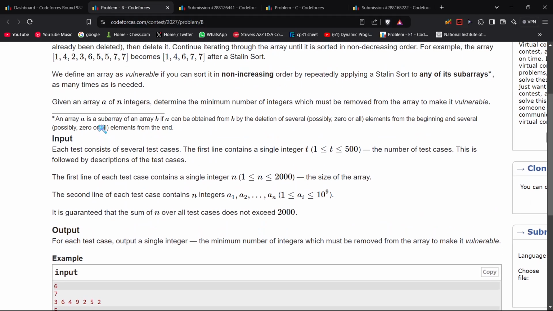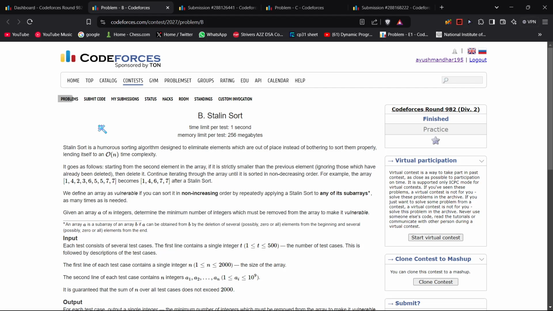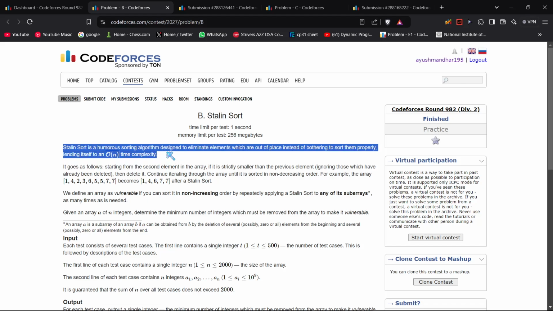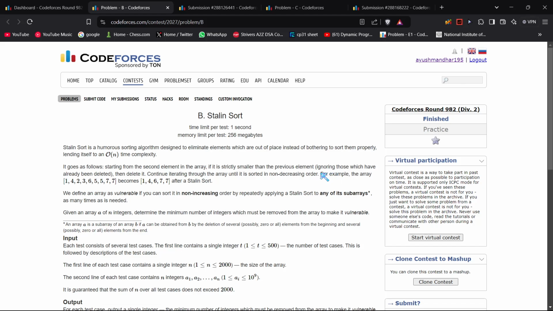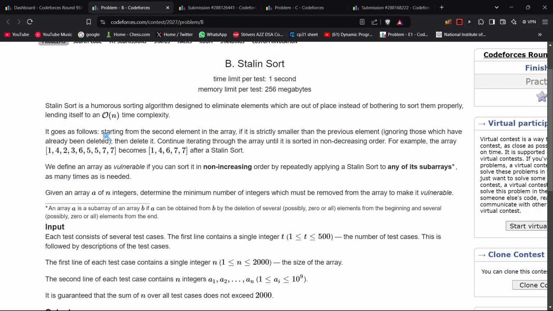This is the editorial for Codeforces Round 982 Div 2 question B, Stalin Sort. The question states that Stalin sort is a humorous sorting algorithm designed to eliminate elements which are out of place instead of bothering to sort them properly, lending itself to a big O of n time complexity. So let's see how it works.